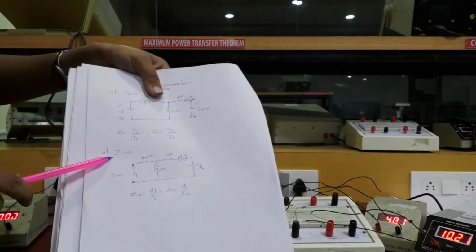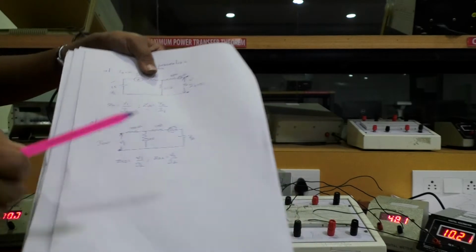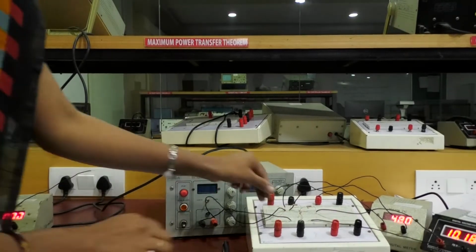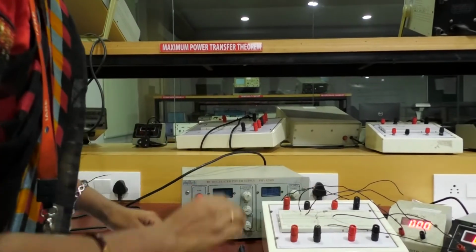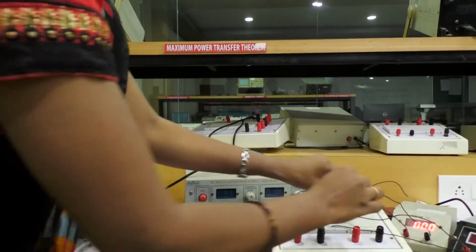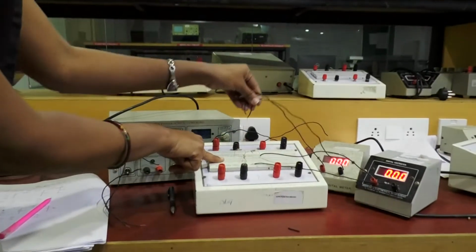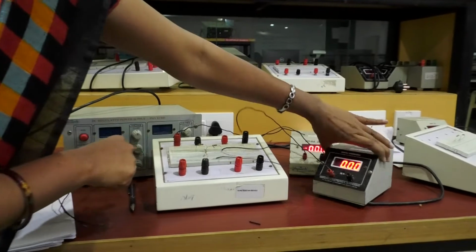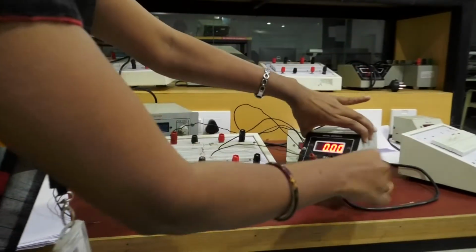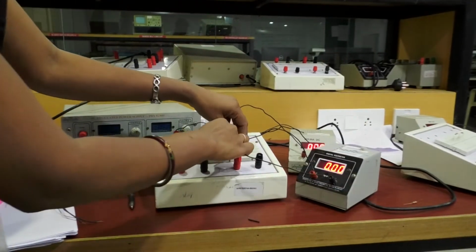What is my second case now? Making the first port open circuit. Just switch off the supply, and what we have to do is make my first port open circuit. Therefore, in the first port, the current will be 0. So just bring your voltmeter and connect your voltmeter here.